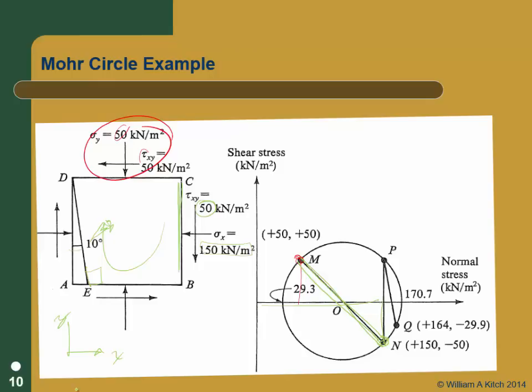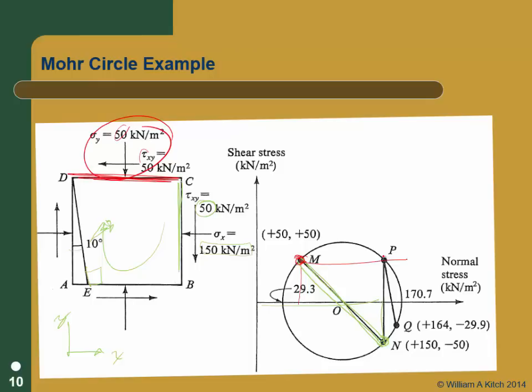Okay, this 50-50 is there. These stresses act on what plane? The red ones act on this plane. So we're going to draw a line parallel to that. We're going to start at M. We're going to draw a line parallel to that. That's going to intersect the circle at the pole point.